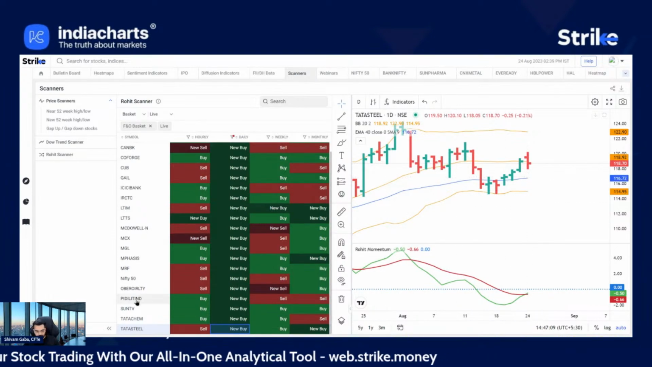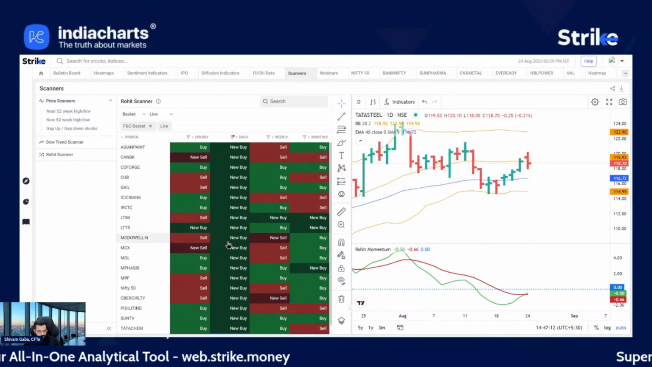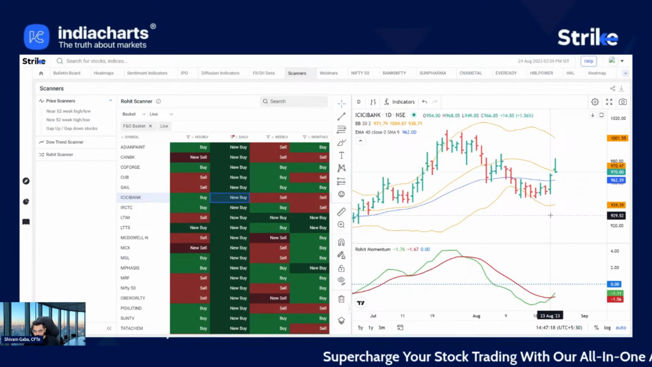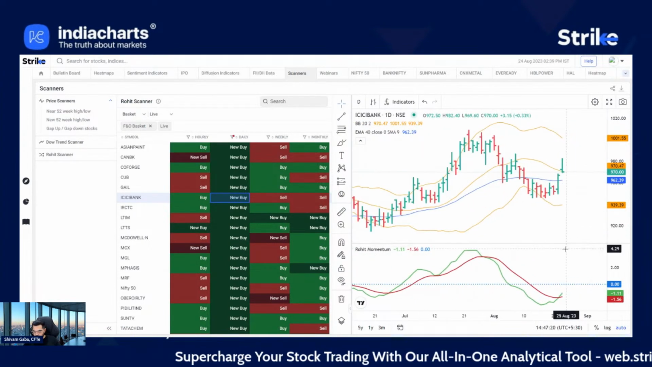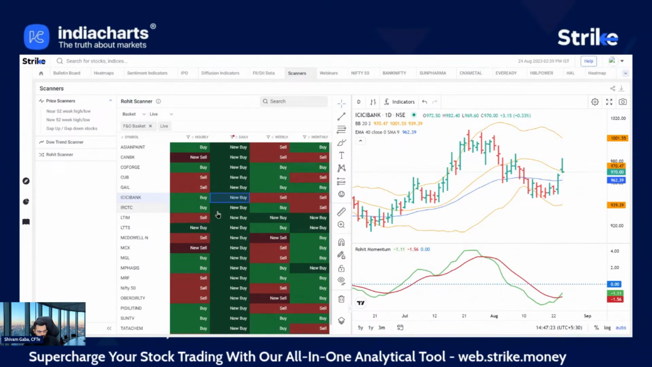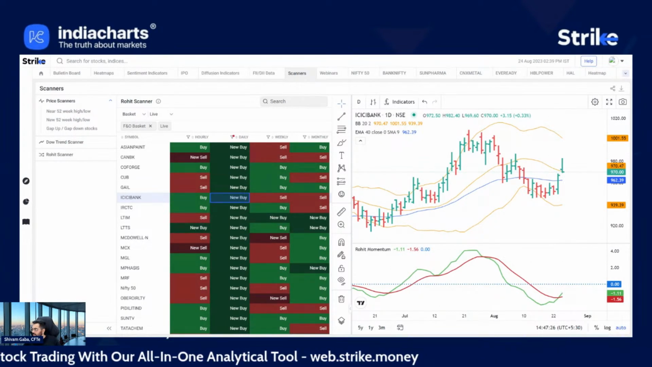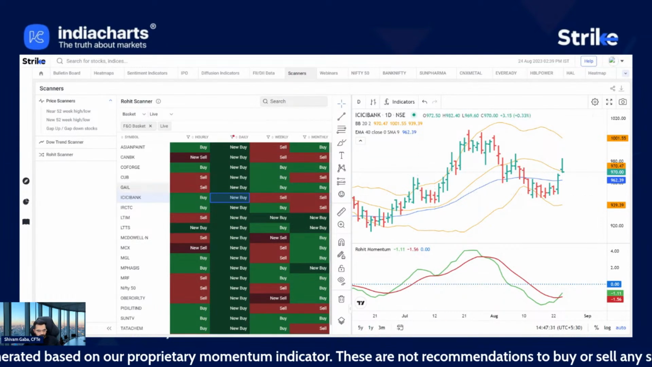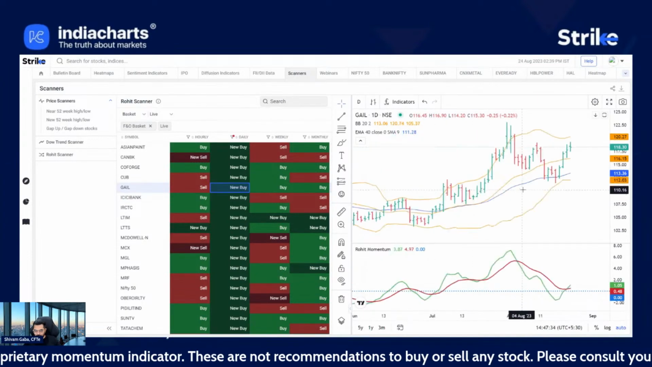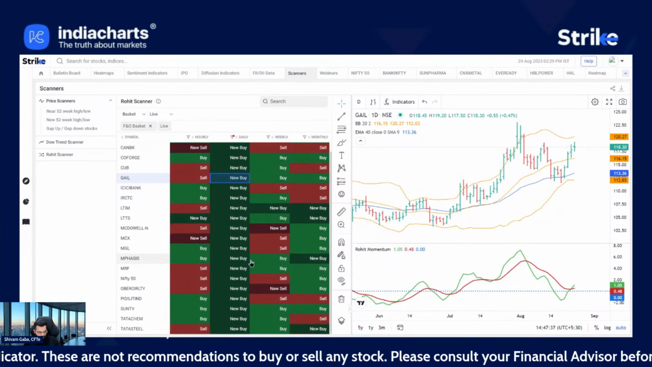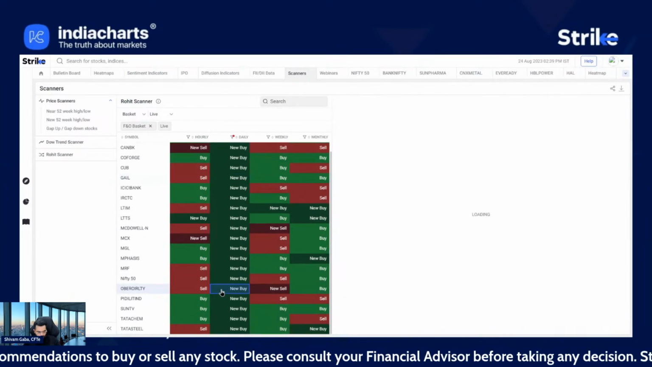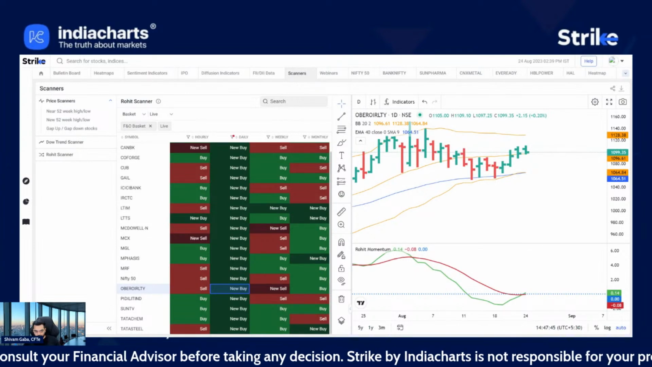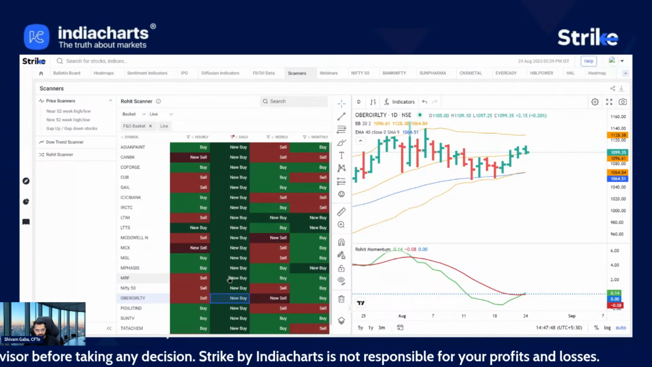So you can see I'm seeing some metal names, IT names, and a few banking stocks as well. One big name, ICICI Bank, is also here. So RMI is giving a fresh bullish crossover on this one. These are just signals based on the indicators that we are using, not any investment advice. So many new names popping up in the new buy filter. You need to open these charts and refer to them and do your own analysis based on which time frame you trade on, and accordingly you can choose your stocks.